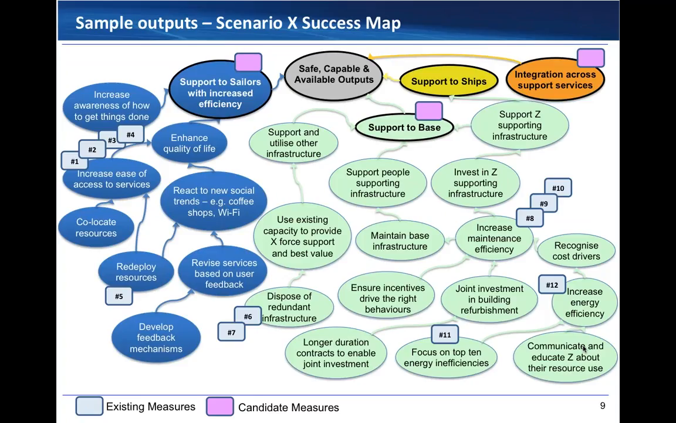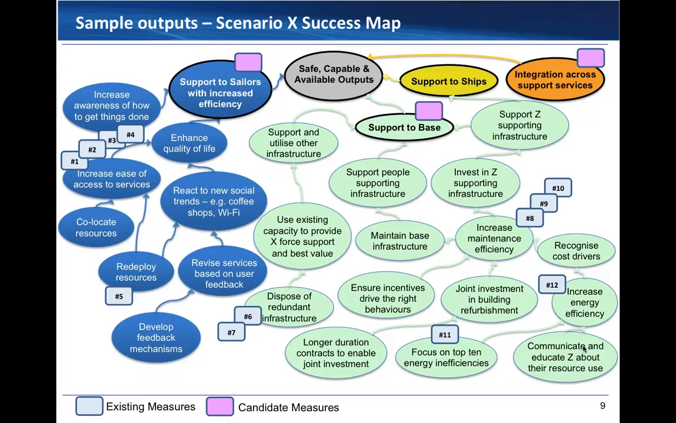But if you think about the grey bubble at the top, fundamentally what both the WSME and the SSS contracts were all about was producing safe, capable and available outputs. So sailors, ships, capable individuals, available to go on missions when needed, operating in a safe environment. How do you produce those safe, capable and available outputs? Well, there are three major levers that you might pull. So the first one, the set in blue on the left, is around supporting sailors with increased efficiency. So I've got to provide sailors that are safe and capable and available. I've got to do that as efficiently as possible.